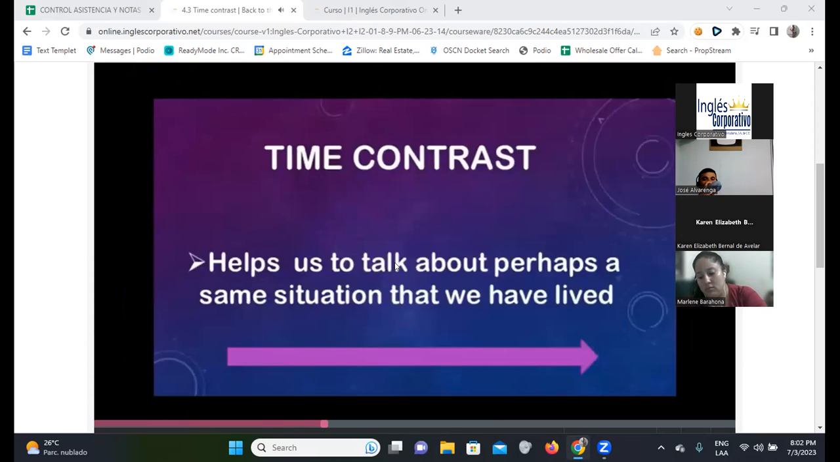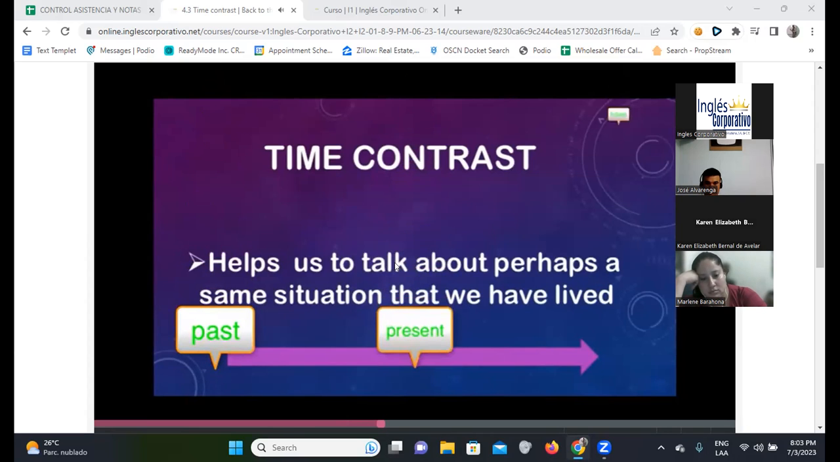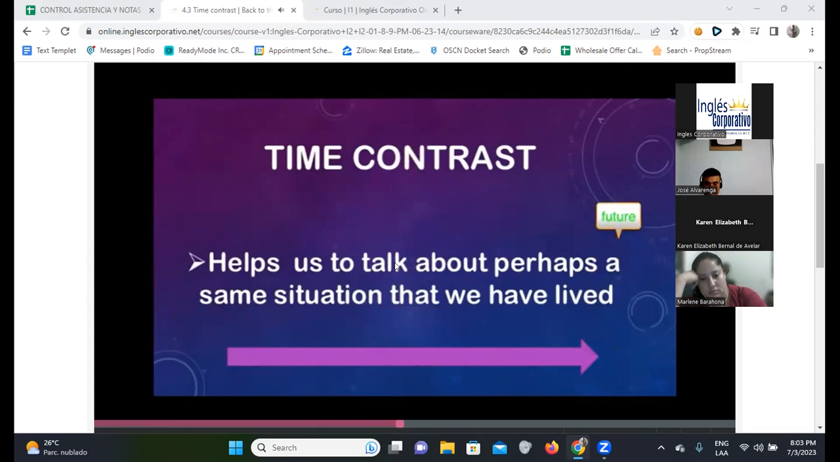We noticed you wrote some time expressions related to past, present, and future. Well done. Now let's talk a bit about time contrast. This helps us talk about perhaps the same situation that we have lived over the years, and we want to make reference to when it happened, taking it to our present and imagining it in the future. The trick here is for us to use verbs properly in the right tense along with time expressions. Let's go over the chart.